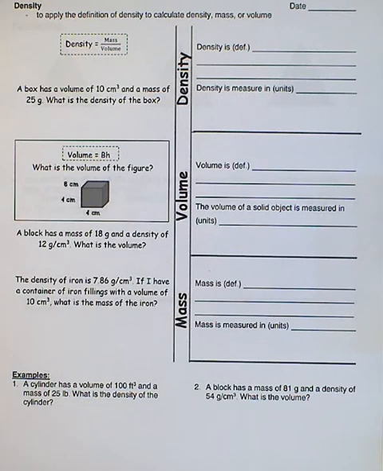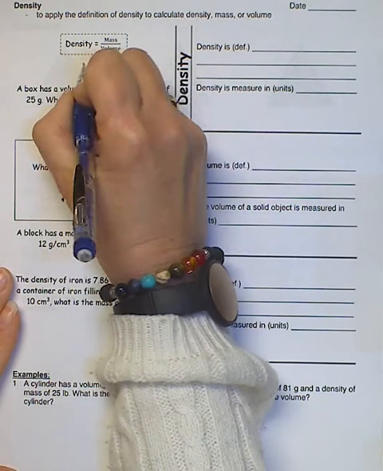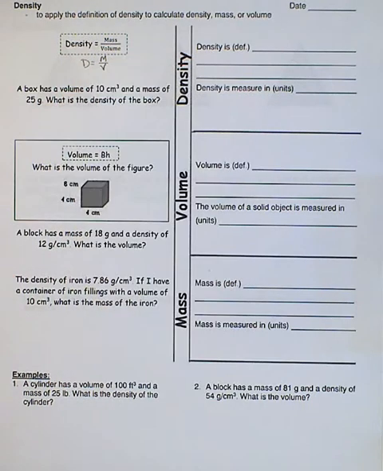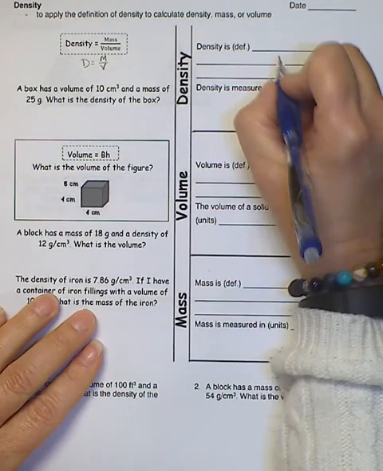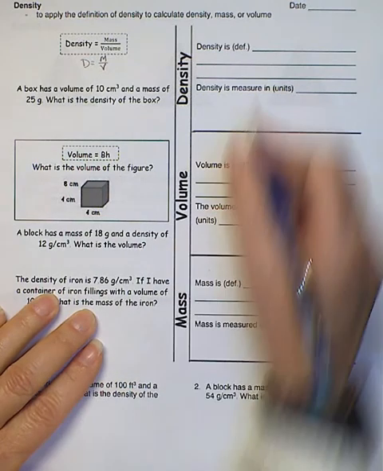Density is when you compare the mass of something to its volume. So density equals mass divided by volume. Traditionally, you will see it using the first letter of each word. So the definition of density is the amount of mass per unit of volume. So you can see that right there.